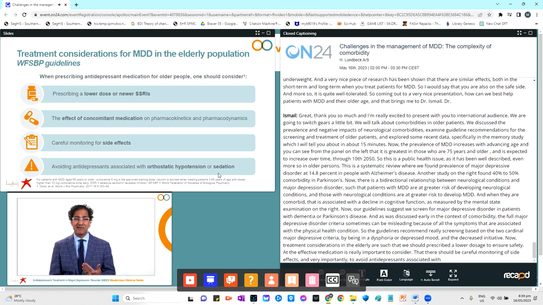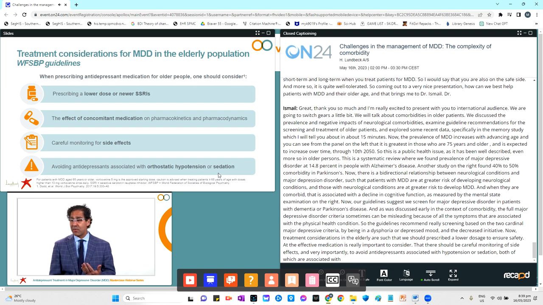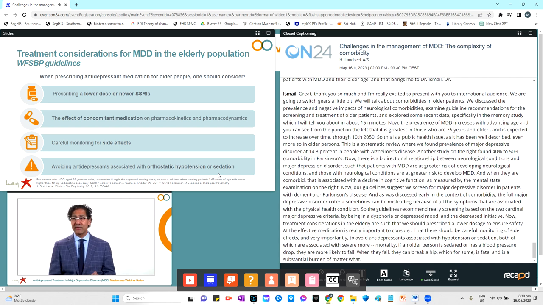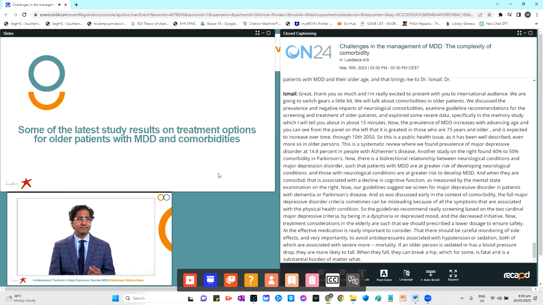If an older person is sedated or they have a blood pressure drop, they're more likely to fall. And when they fall, they can break a hip, which for some is fatal, and it's a substantial burden no matter what. So we really want to be careful in everyone, but especially in those who are older.